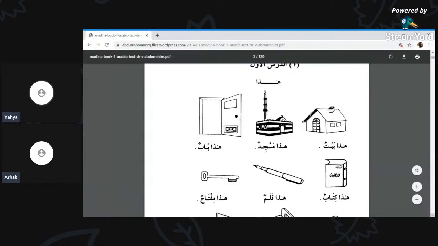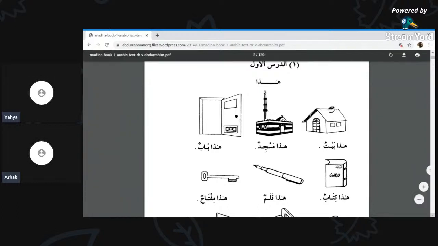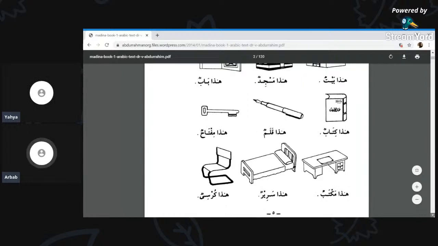I don't know how we used to say it. This is a good revision for me actually. Hada lil-mufrad al-mudhakkar al-qarib. So it's for singular, masculine, and in close proximity. Like hada kitab, this is a book. Al-Qarib is close, al-Mufrad is singular, and Mudhakkar is masculine. That's right.